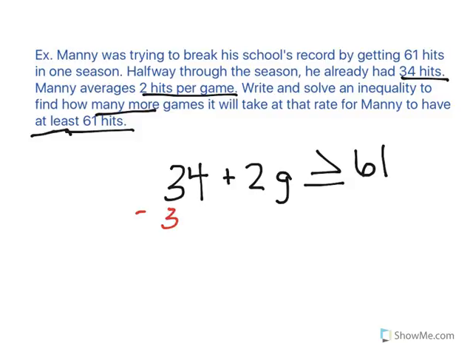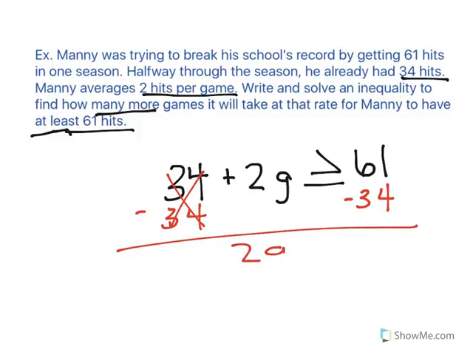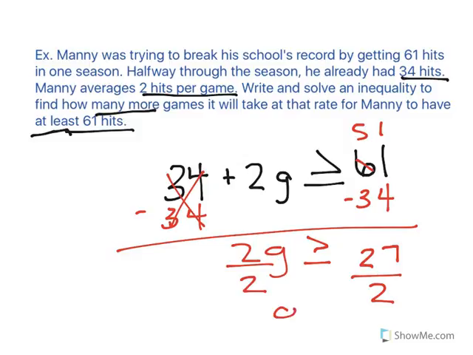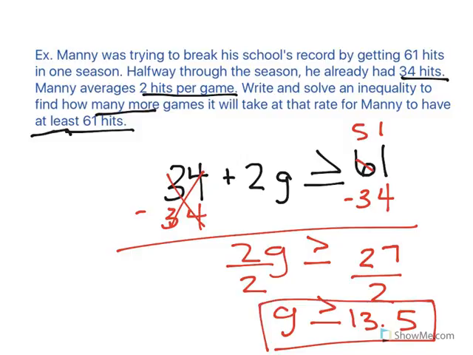I'm going to subtract 34 from both sides. I'm going to bring down 2g is greater than or equal to, and I'm just going to subtract here, 27. And then I'm going to divide both sides by 2. Because I'm dividing by a positive, I do not have to change my inequality. So it looks like 27 divided by 2 is about 13 and a half games. So it has to be greater than or equal to 13 and a half games in order for him to break his school record.